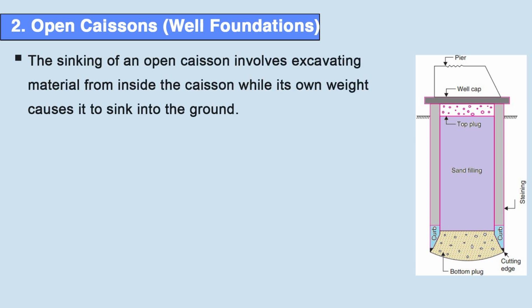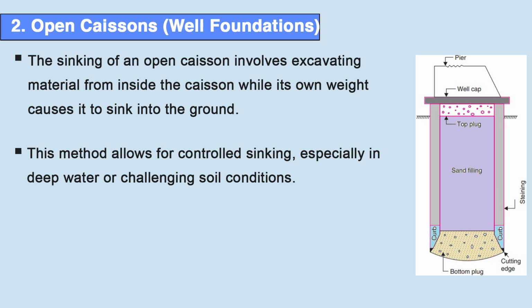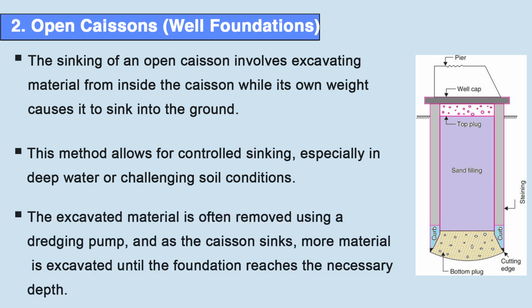The sinking of an open caisson involves excavating material from inside the caisson while its own weight causes it to sink into the ground. This method allows for controlled sinking, especially in deep water or challenging soil conditions. The excavated water or material is often removed using a dredging pump and the caisson sinks. More material is excavated until the foundation reaches the necessary depth.